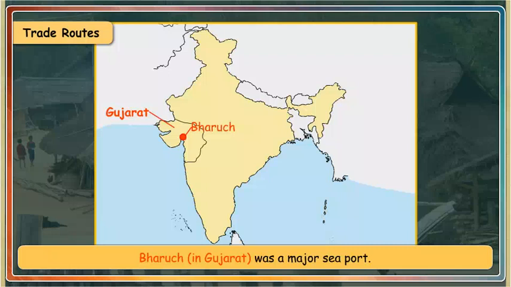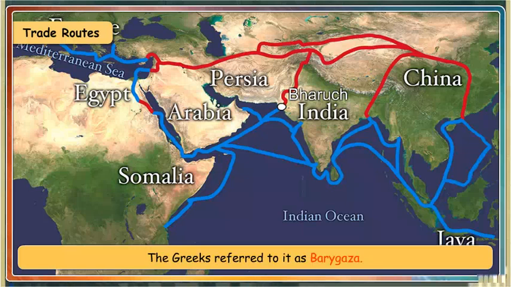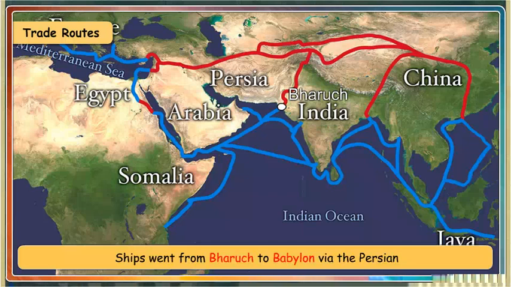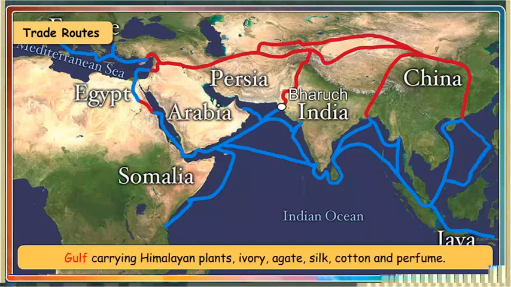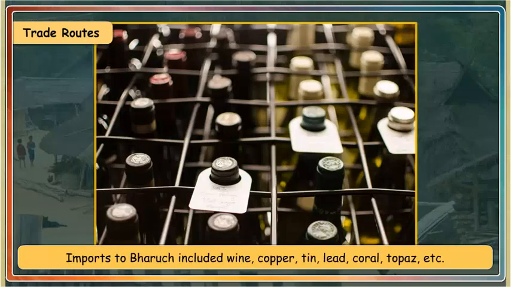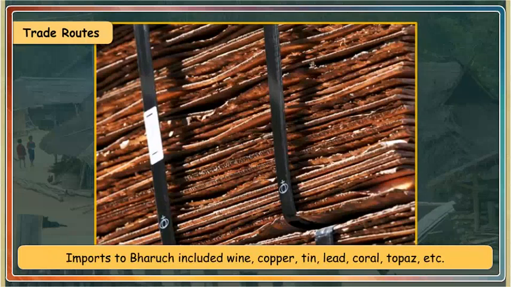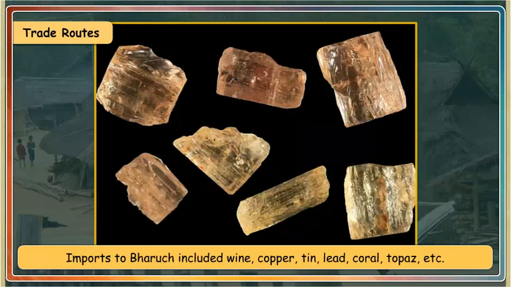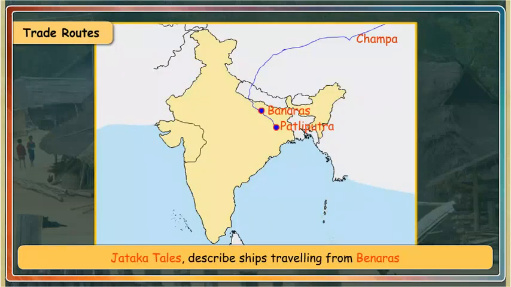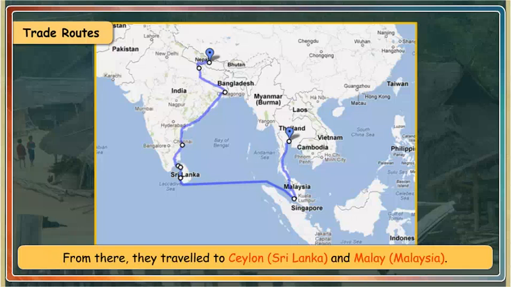Trade routes. Bharuch in Gujarat was a major seaport. The Greeks referred to it as Barygaza. Ships went from Bharuch to Babylon via the Persian Gulf carrying Himalayan plants, ivory, agate, silk, cotton and perfume. Imports to Bharuch included wine, copper, tin, lead, coral, topaz, etc. Jataka tales describe ships travelling from Banaras to Patliputra and further to Champa. From there, they travelled to Ceylon, that is Sri Lanka, and Malay, that is Malaysia.